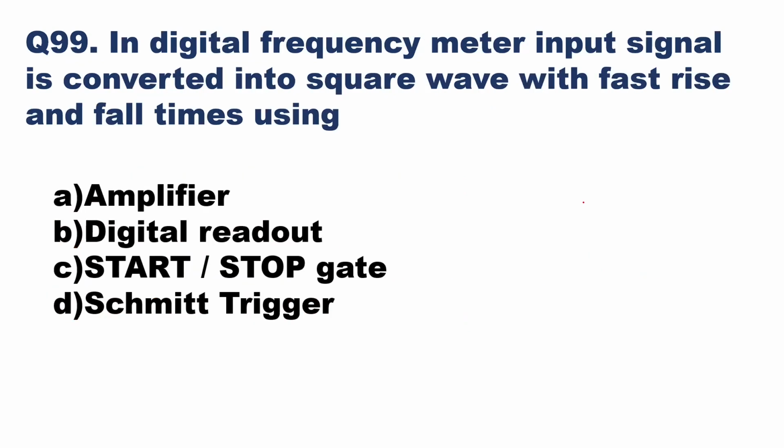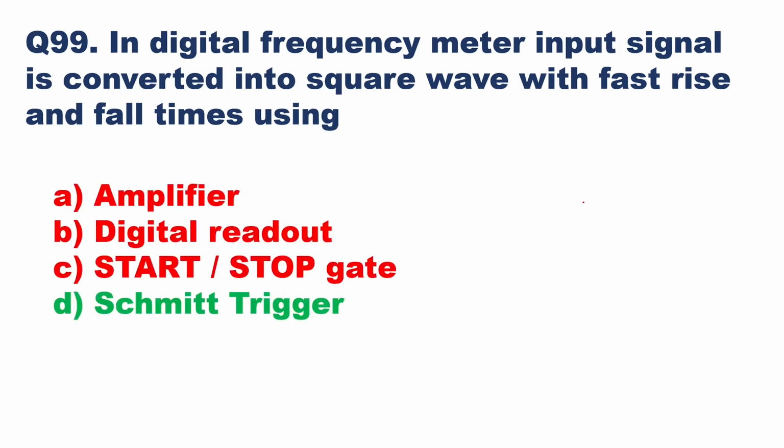Then we'll go to the next question. In digital frequency meter, input signal is converted to square wave with fast rise and fall times using which circuit? Options are amplifier, digital readout, start stop gate, Schmitt trigger. It is the Schmitt trigger circuit which will convert the input signal into a square wave. So option D will be the right answer, Schmitt trigger.